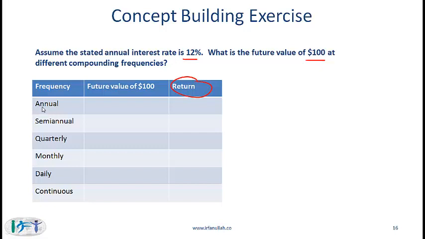If you have annual compounding, then at the end of 1 year, $100 must become $112, which means that the return is 12%. What if you have semi-annual compounding? Will the return still be 12% or more than 12%? Hopefully you recognize intuitively that the return will be slightly more than 12%. And given what you've learned over the last few minutes, I want you to fill this table out before you move on.